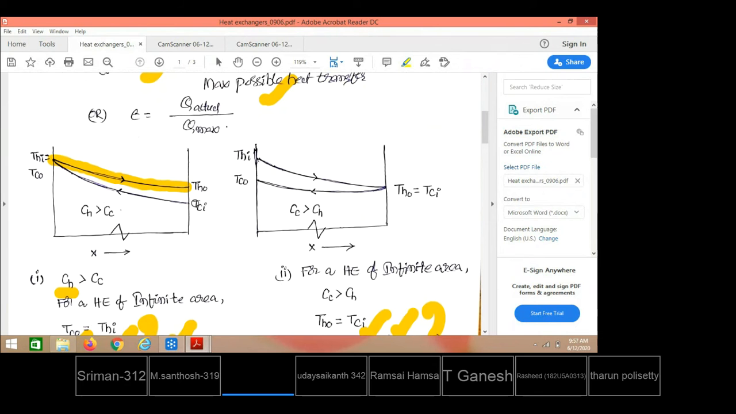So therefore, the cold fluid is allowed to flow in the opposite direction to Thi, and we are saying that Cc is lesser than Ch. That means the cold fluid has more affinity to receive the heat that is discharged by the hot fluid. So when the cold fluid receives the heat from the hot fluid, what may be the maximum temperature we can get for the cold fluid?